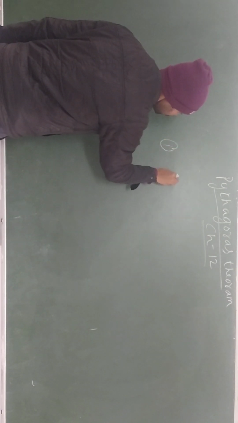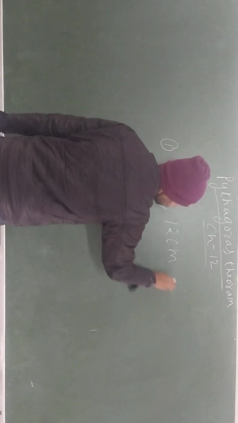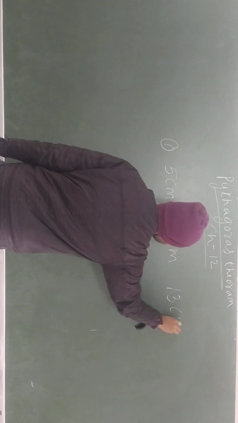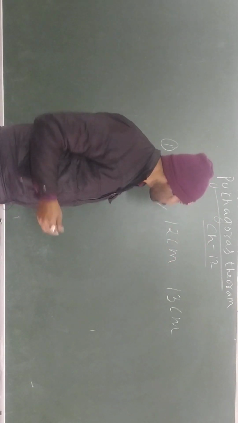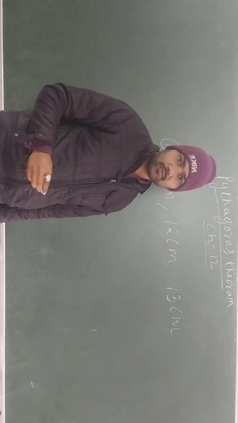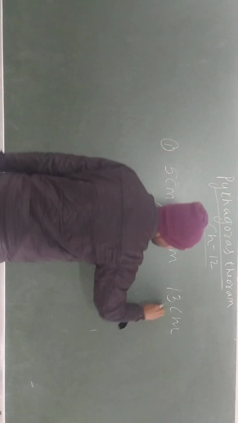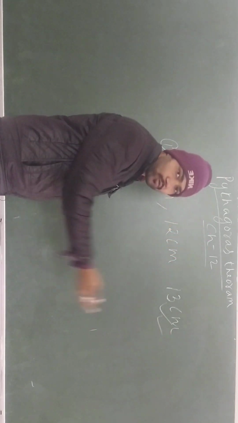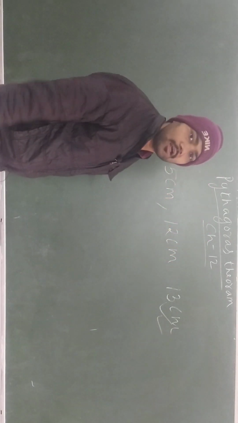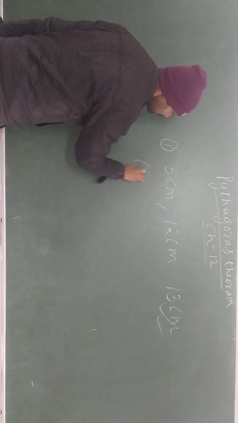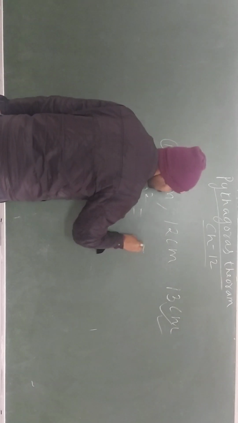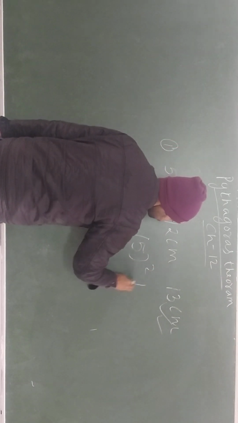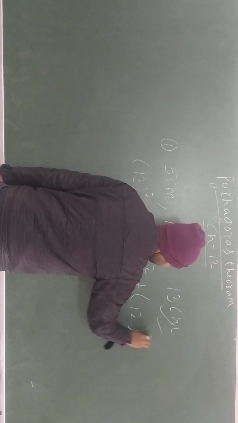See, we have sides 5 centimeter, 12 centimeter and 13 centimeter. Suppose one side is of 5 centimeter, other side is of 12 centimeter and the third side is of 13 centimeter. Here we are seeing the largest side is 13 centimeter. So we will consider it as hypotenuse, है ना, because it is the largest. So 13 का square will be equals to what? Other two sides' squares, 5 का square plus 12 का square, है ना.